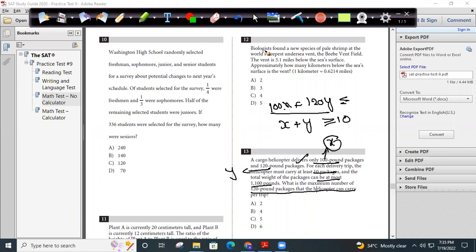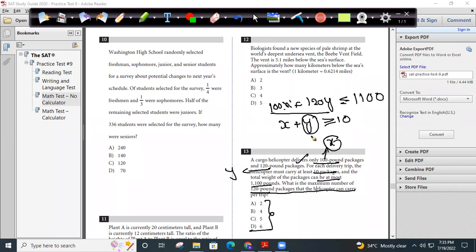Yes, sir. Perfect. So now, since I'm carrying X bags of 100-pound packages, 100x, and Y bags of 120-pound packages, 120y, 100x plus 120y should be less than or equal to 1100. Now, what is my question? What is the maximum number of 120-pound packages? Means how many Y can I carry? So of all the numbers, what is the maximum number here?